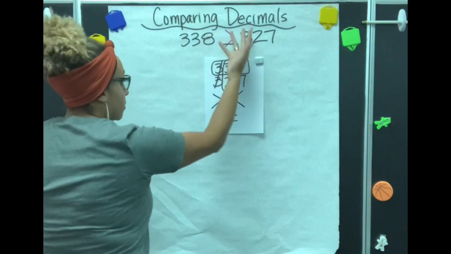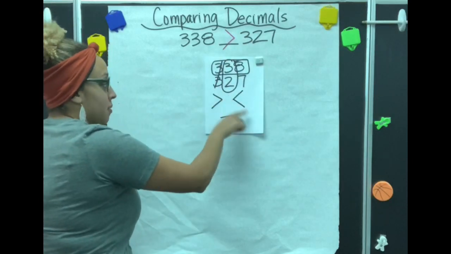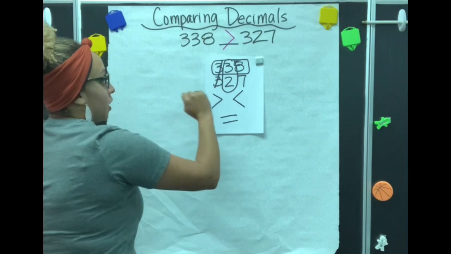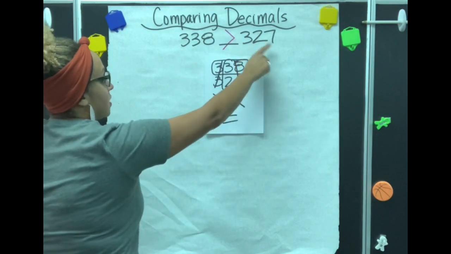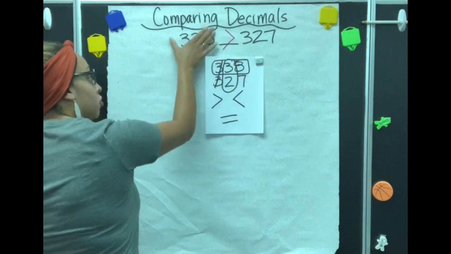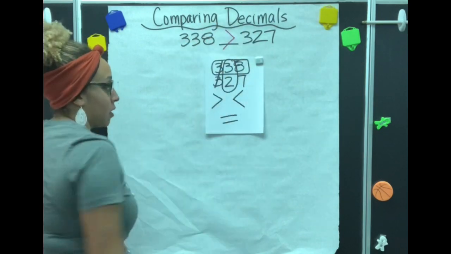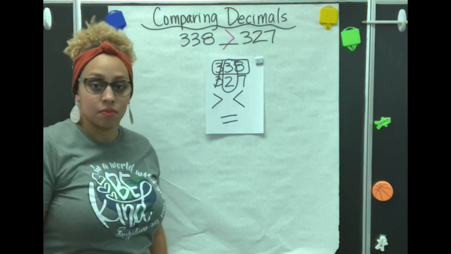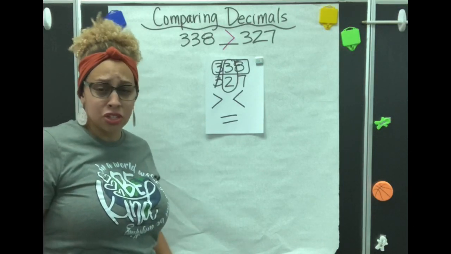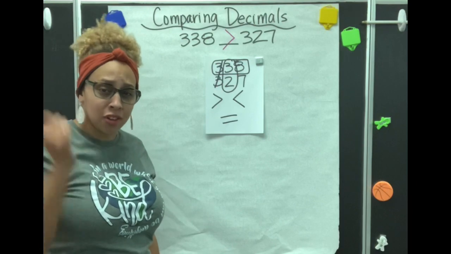If these two numbers were flipped, I would use this symbol because the greater number would be over here and the smaller number would be over here. And I would say 327 is less than 338. But because my large value is over here, that's the way my greater than symbol faces. Okay? Hopefully you got the right answer too. It should be something that's jogging your memory a little bit.